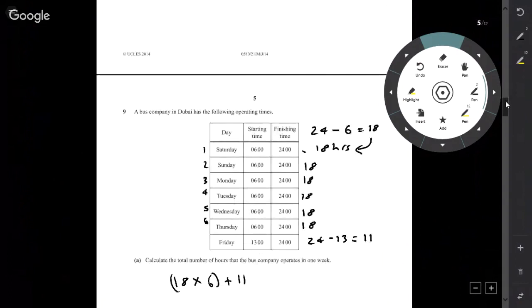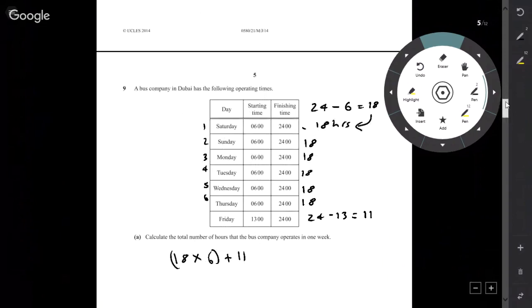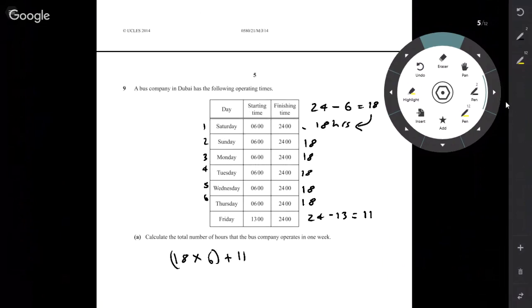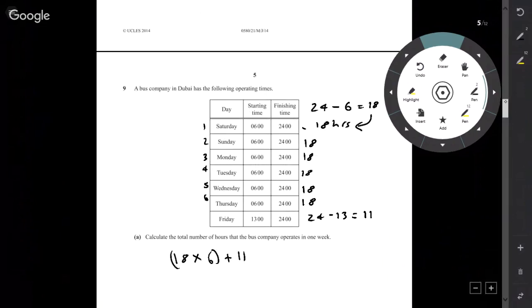Okay, question number 9. This looks like it could be complicated, but it is a very simple question. A bus company in Dubai has followed the operating times. So here we need to find out all the timings that they're working. On Saturday, Sunday, Monday, Tuesday, Wednesday, and Thursday, they have the same hours.